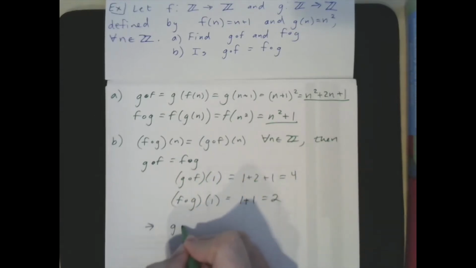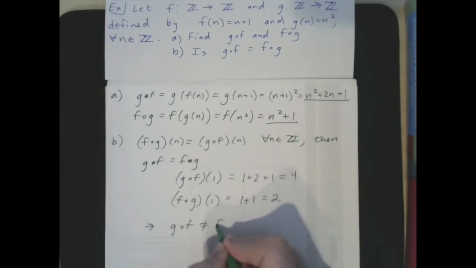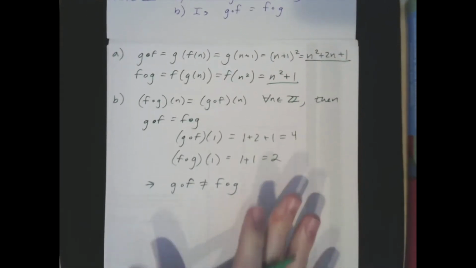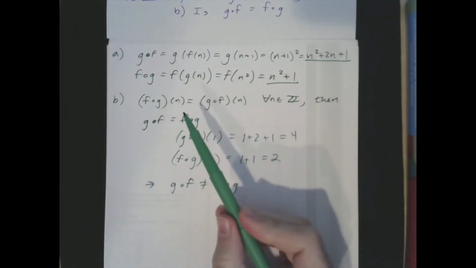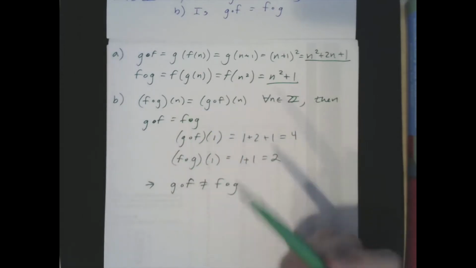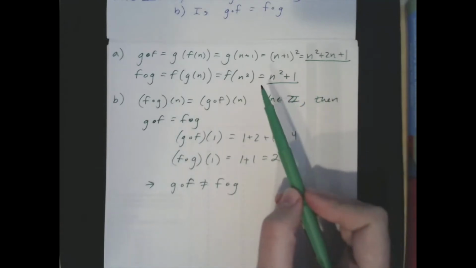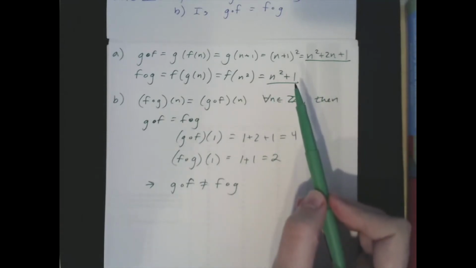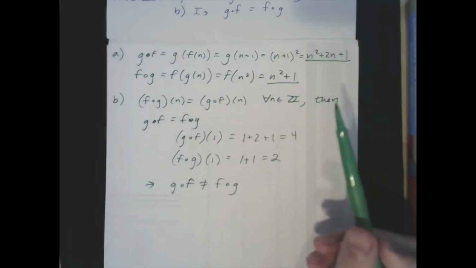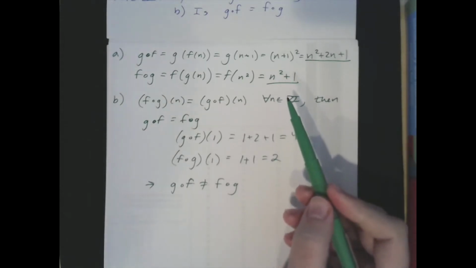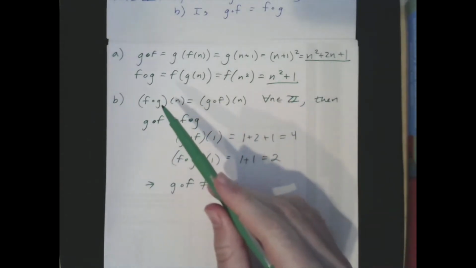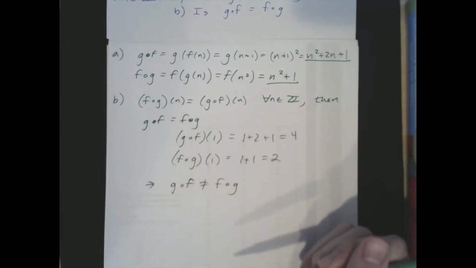So we know that g circle f does not equal f circle g. Now, some of you may have, as I normally do, chosen 0 as your value that you checked. Well, if you pick 0, 0 plus 0 plus 1 is the same as 0 plus 1. And so we run into one issue, in that we get f of g of 0 equals g of f of 0. And then we would have to look at another one.